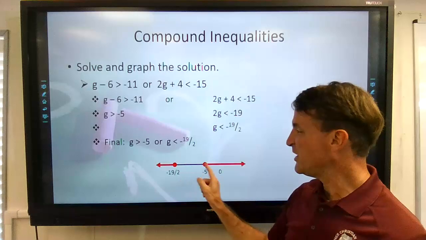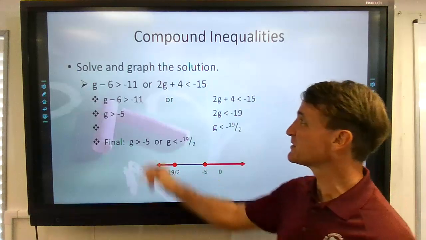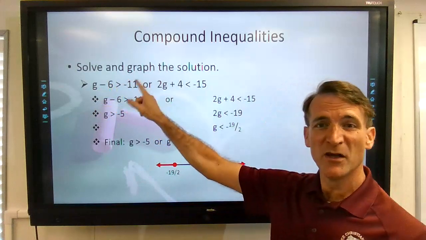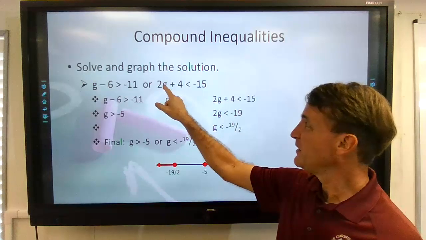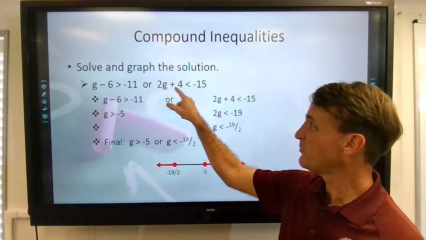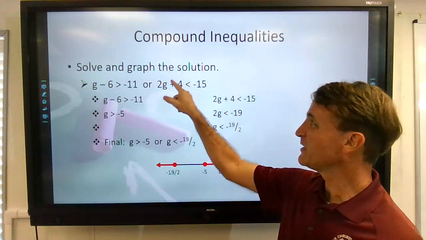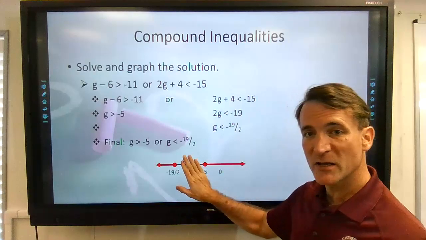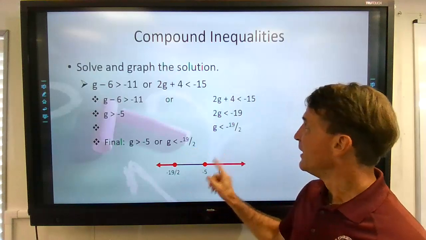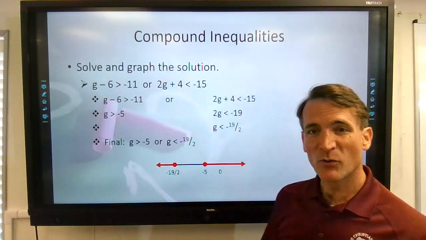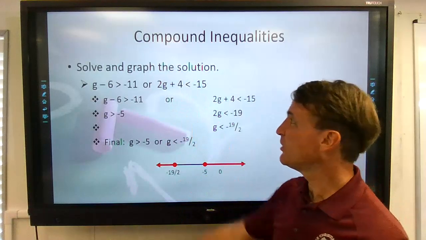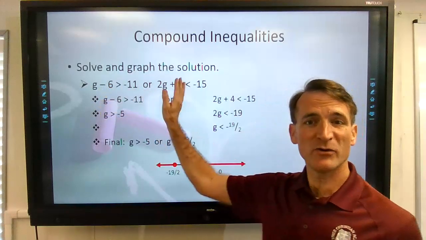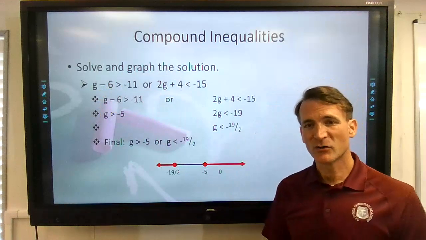If I plug in a value in between these two, like negative 6, negative 6 minus 6 is a negative 12. Is that greater than negative 11? No. If I have a negative 6 times 2, that gives me negative 12 plus 4, that gives me negative 8. Is negative 8 less than negative 15? No, it's greater, so it doesn't work in that middle area, but it shouldn't. And then plugging in a value that's greater than negative 5, such as 0. Here I'd have negative 6 is greater than negative 11. That is true. I don't even have to check it with the second one, so it all works out on that.